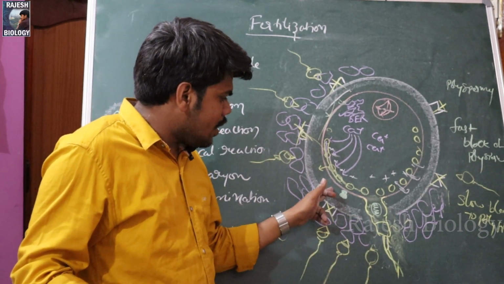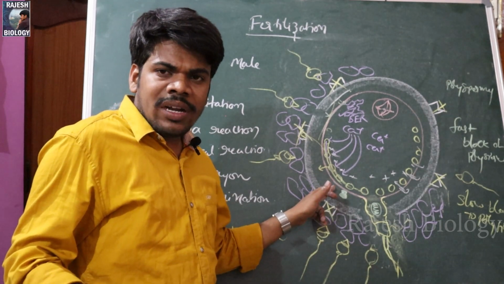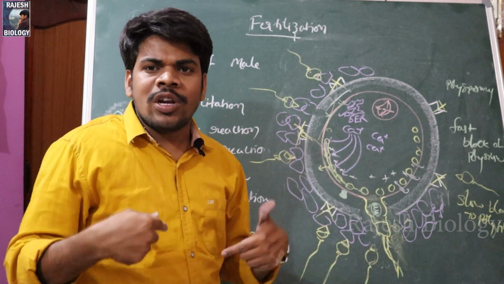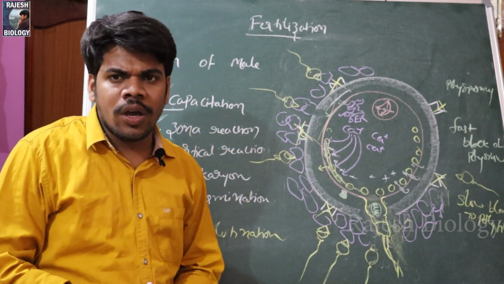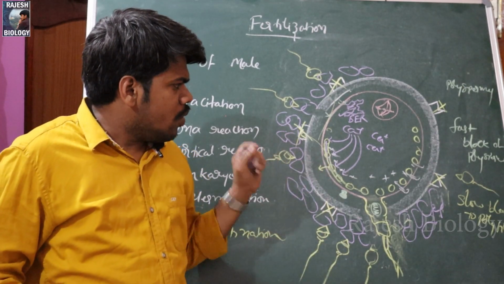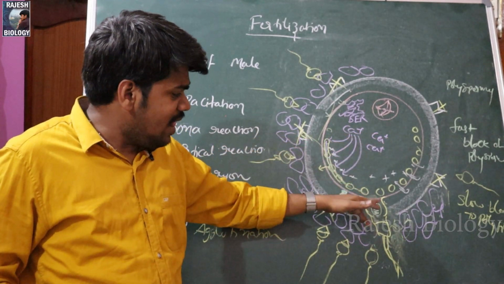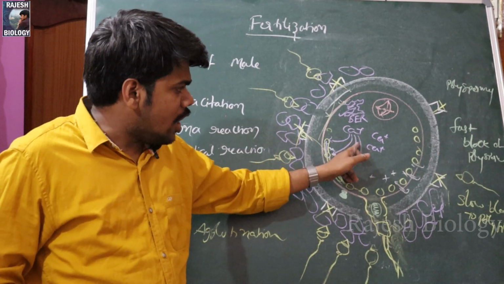Once it enters the perivitelline space, it touches the vitelline membrane. When the vitelline membrane is touched by the sperm cell, sodium ions enter into the cytoplasm to prevent the remaining sperms. That is called the fast block to prevent polyspermy. Okay, fast block to polyspermy. This is the first. And then next, that stimulates the smooth endoplasmic reticulum to release calcium ions.